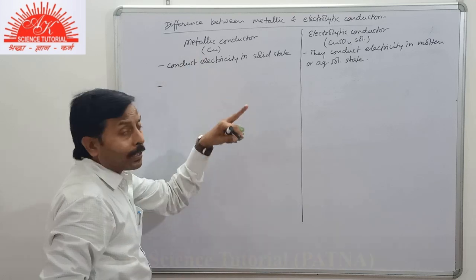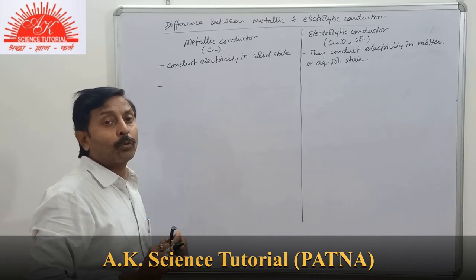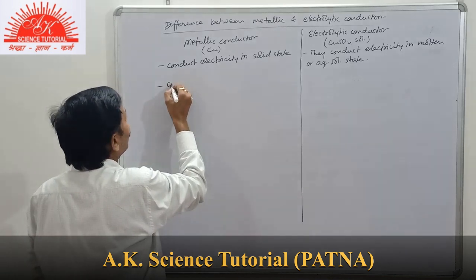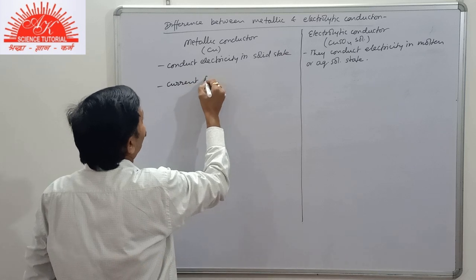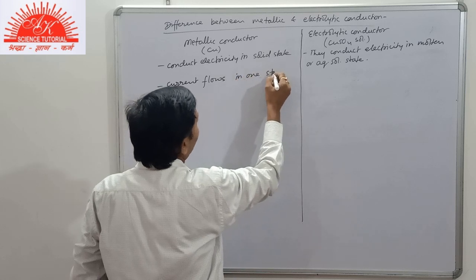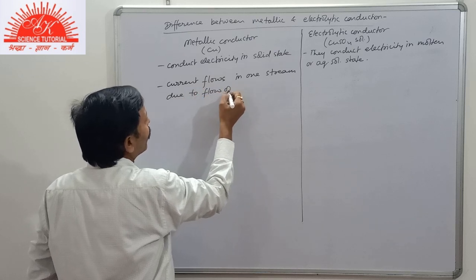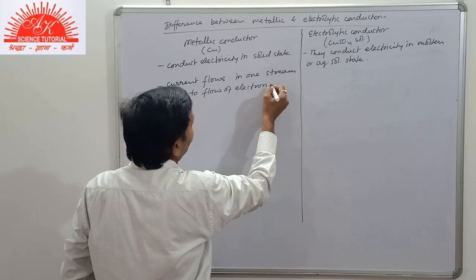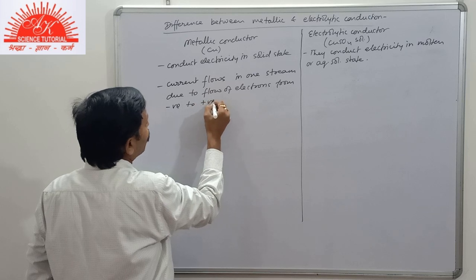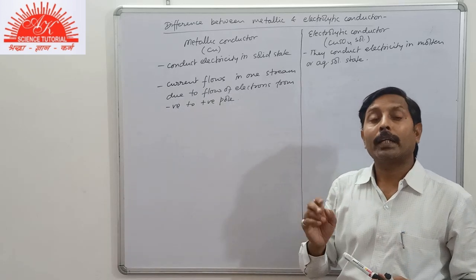Now, metallic conductors conduct electric current in one stream, that is, current flows in one stream due to the flow of electrons from negative to positive pole, negative to positive terminal.